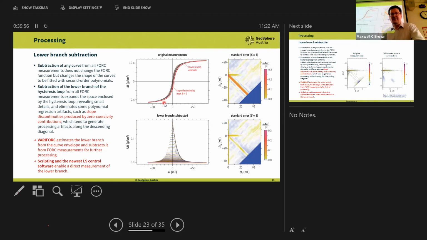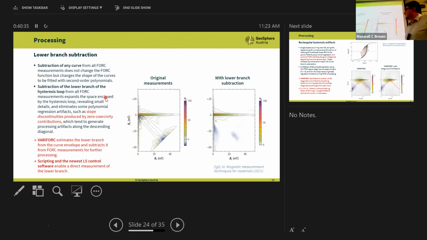Now Lake Shore has added lower branch measurements to the protocol. So you can choose it with their software to run a certain number of lower branches. And VARIFORC recognizes automatically the presence of these lower branches and subtracts them. Here you see the benefit on the top right diagram. You see the error that is generated if you don't do this operation. You use the measurements as they are. Very large error along the diagonal. The lower diagram shows the same thing as the error of the FORC function when you do this operation, and this is a big difference.